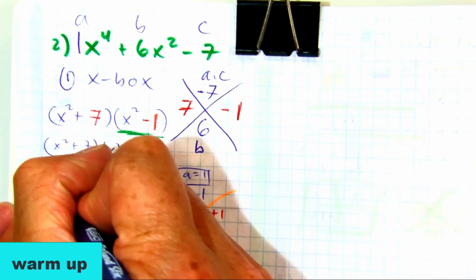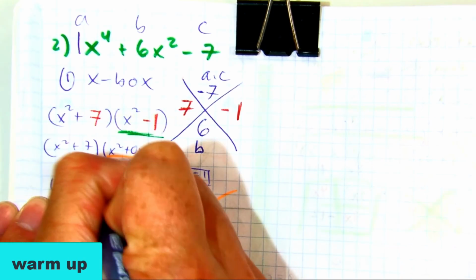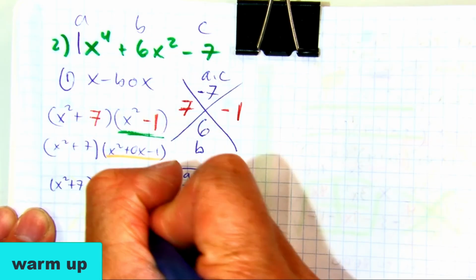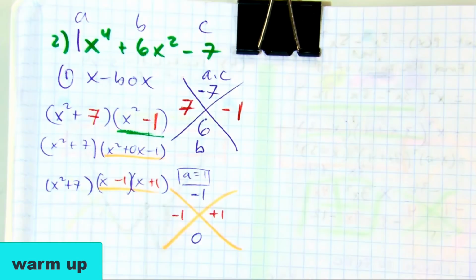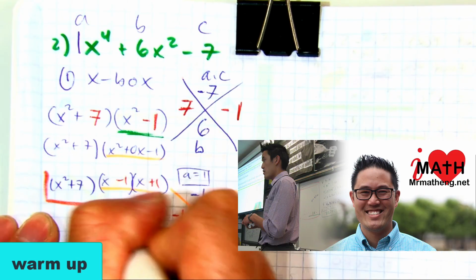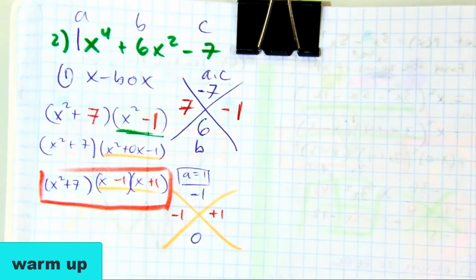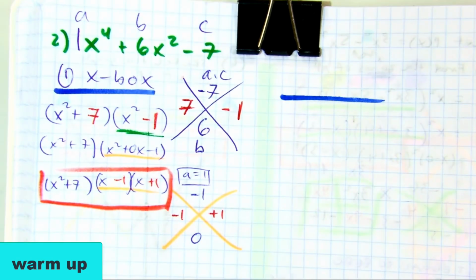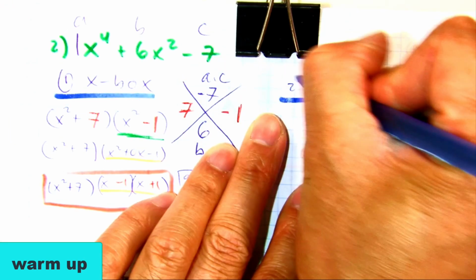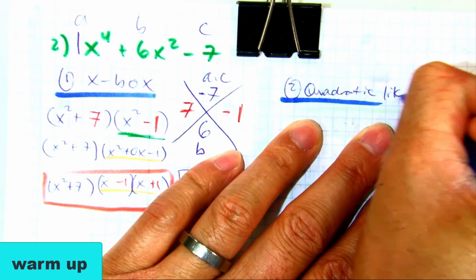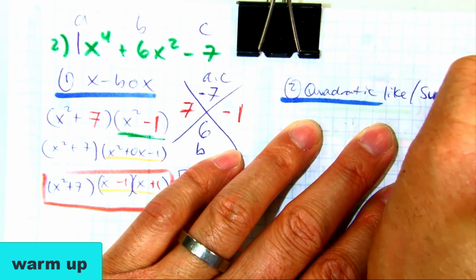So my answer when you're factoring it is x squared plus 7. You could try to factor that, but you realize it's prime. X squared plus 0x minus 1 is x minus 1 and then x plus 1. So I just use straight x box in this problem. And that was the first method I'm going to show you, called x box. The second method I'm going to call quadratic like, or substitution.